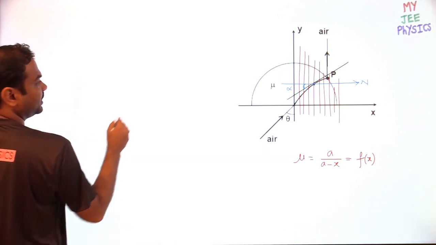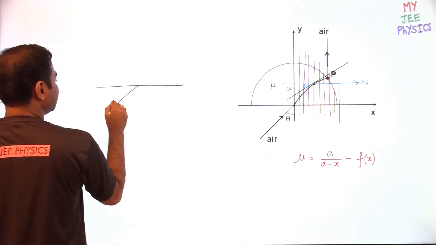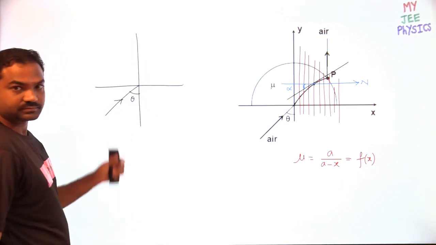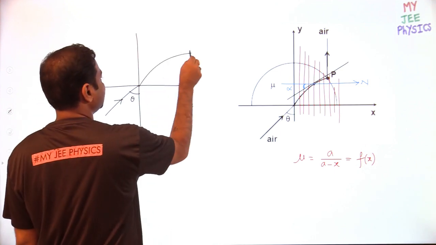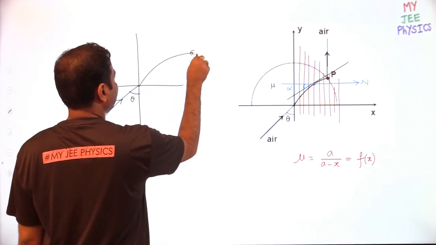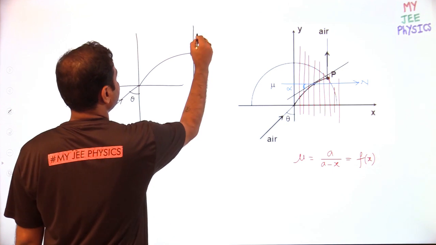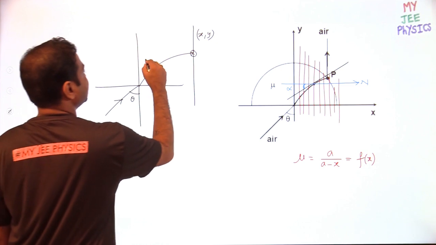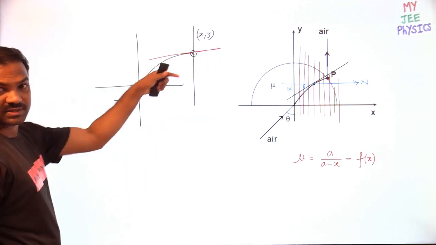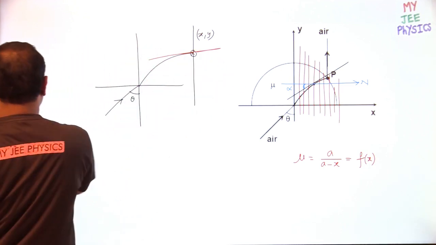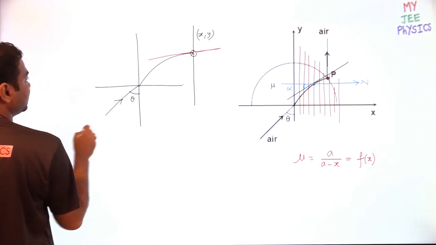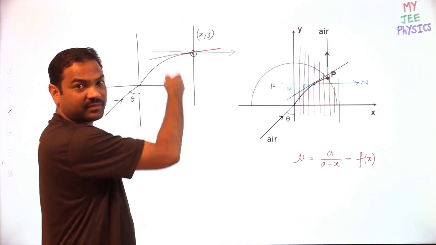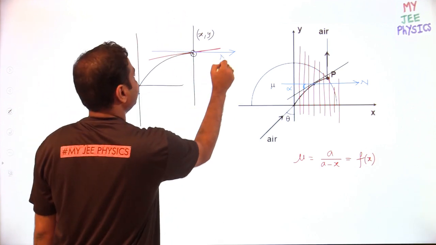Let me draw the other diagram, something like this. This is the incident ray. This angle is theta. Now the ray goes in this way. Now I am talking about x at this point, which is some x comma y point. If I draw a tangent, the tangent would be something in this way. This is the tangent, which is the ray direction. And what is the normal? The normal would be something like this, because this is the boundary which will separate the two mediums. So this would be the normal.